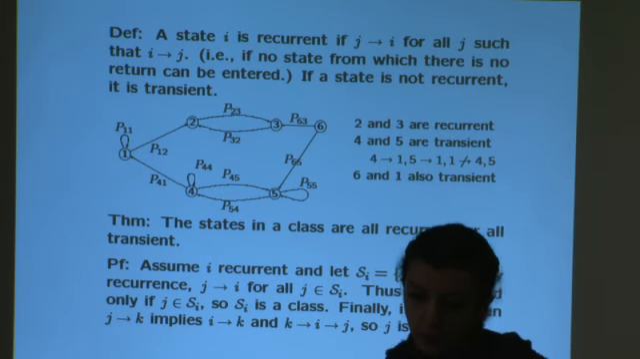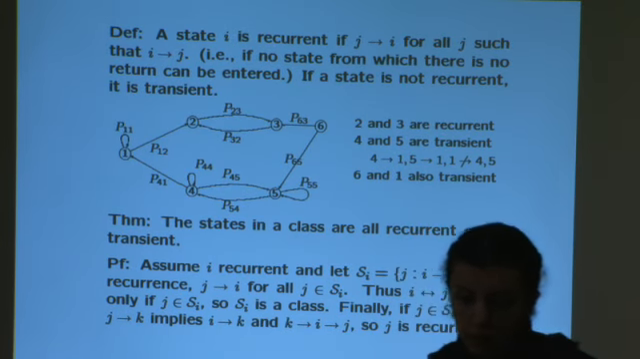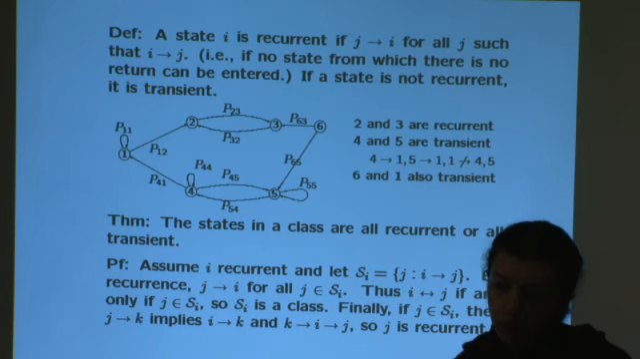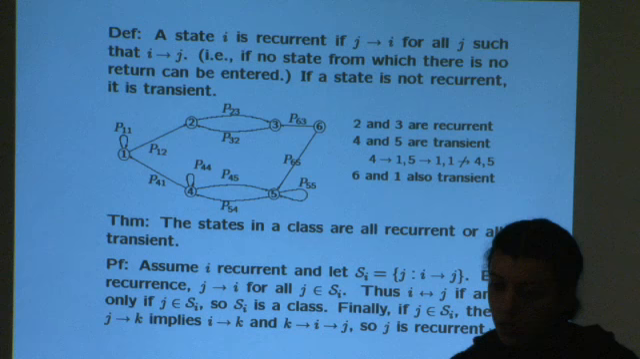So this is a very, very important theorem, which says that if we have some classes, the states in a class are all recurrent or all transient. This is what we are going to use a lot in the future, so you should remember it. And the proof is very easy.